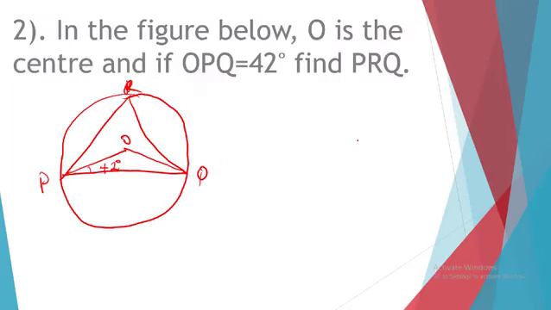Example number 2. In the figure below, O is the center, and if OPQ, that's the angle at P, is equal to 42 degrees, that's here, find PRQ. Find PRQ, that is the angle at R, this angle here. Okay, let us start. Solution. It seems impossible for us to solve, but let me shock you, it's very, very simple to solve.